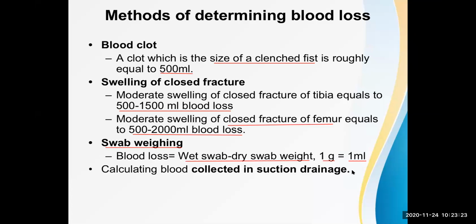Now, why is this important? It is very important because if the loss is too much, if the patient is showing the picture of hypovolemia, we need to transfuse the blood. In the beginning, we need to give IV fluid, and later on, we need to transfuse the blood. So that's why we need to determine how much blood the patient has lost. And these are some of the good ways.